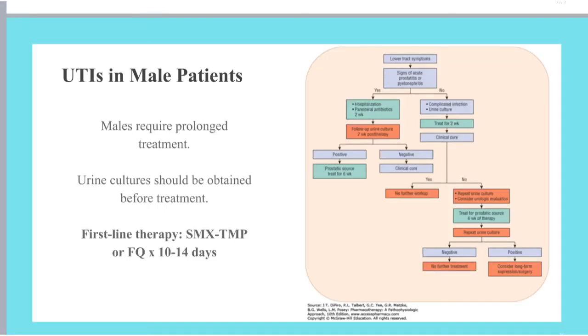One of the main ways that treating men with UTIs is different than treating women is that men just require prolonged treatment. We typically will start with a longer course of SMX-TMP or a fluoroquinolone for 10 to 14 days.